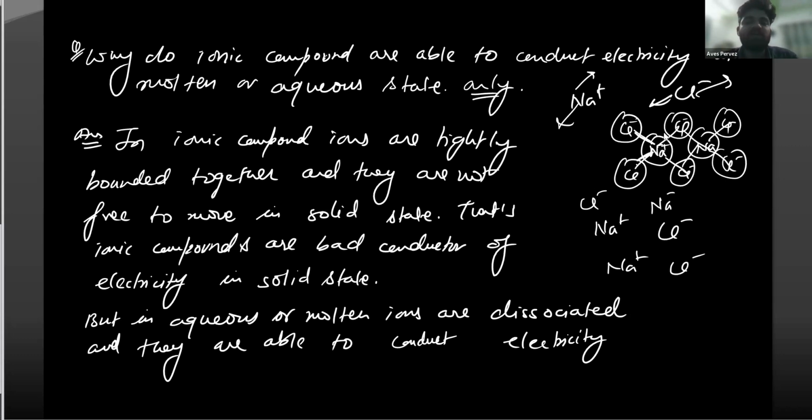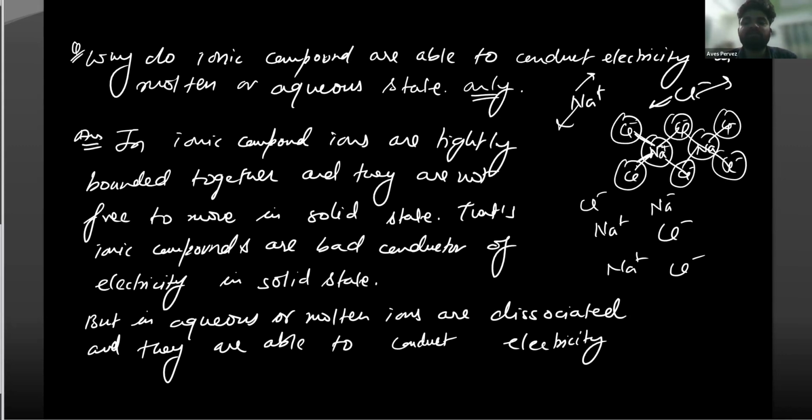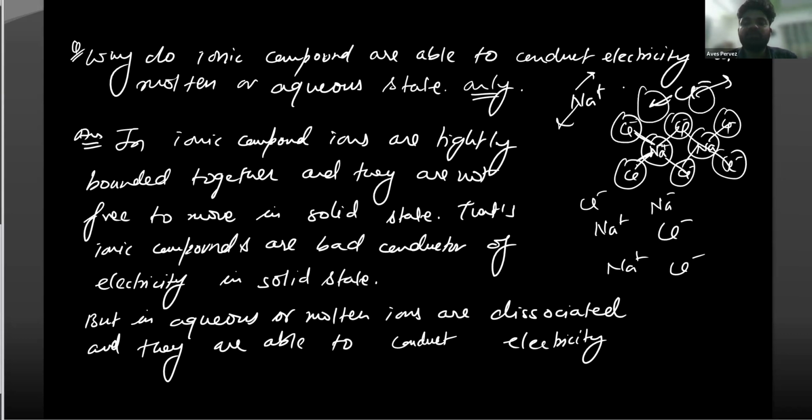Take the example of sodium chloride: this is a sodium ion and this is a chloride ion. They are tightly bonded together. There will be another sodium ion here, then another chloride ion. They are tightly bonded with a strong electrostatic force of attraction between the Na positive and Cl minus ions. That's why they are solid in nature. It is also the reason why ionic compounds are generally solids: the ions are tightly bonded together with a strong electrostatic force of attraction.